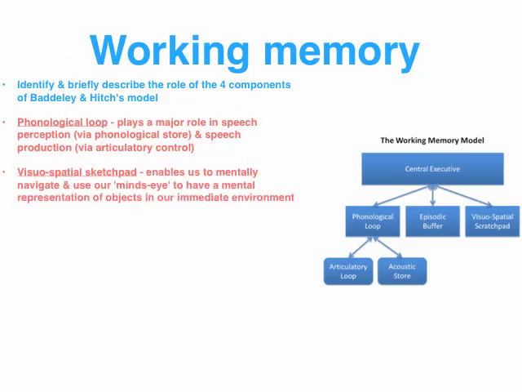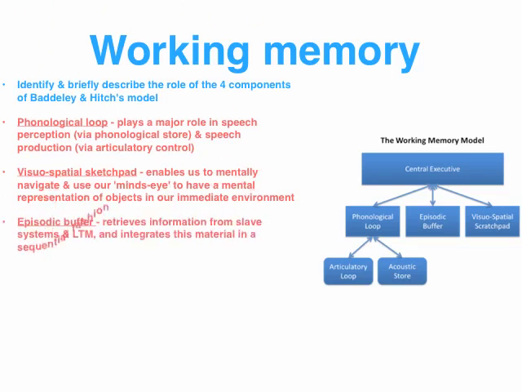The visuospatial sketchpad enables us to use our mind's eye so we can mentally navigate our way through a building, but it also keeps tabs on objects in our immediate environment, so we're sitting at a desk and we don't need to keep updating our memory of where our pens and pencils are. Likewise, when you're driving, you'll have a mental representation of your dash, where your wipers are, where your indicators are, etc. The episodic buffer retrieves information and also integrates information from the slave systems and the LTM.